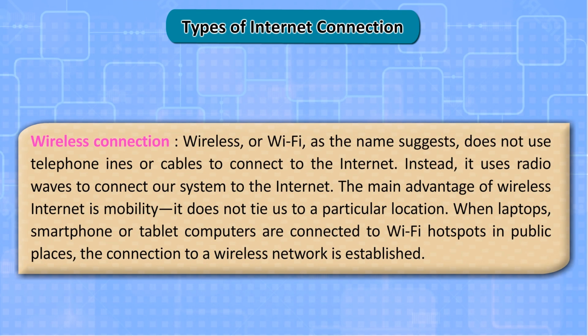Wireless connection. Wireless, or Wi-Fi, as the name suggests, does not use telephone lines or cables to connect to the internet. Instead, it uses radio waves to connect our system to the internet. The main advantage of wireless internet is mobility. It does not tie us to a particular location. When laptops, smartphone or tablet computers are connected to Wi-Fi hotspots in public places, the connection to a wireless network is established.